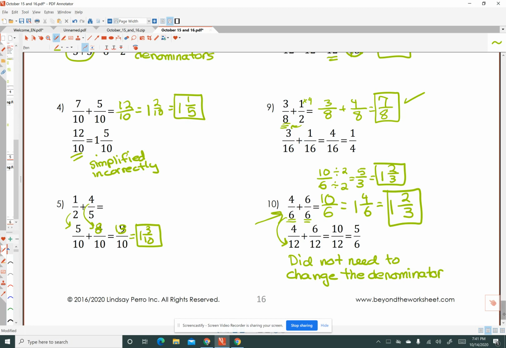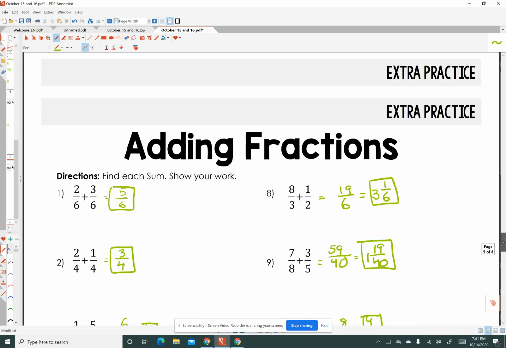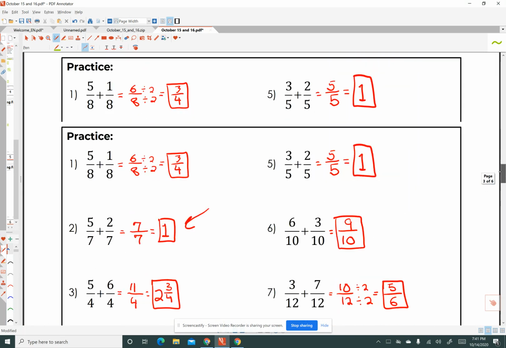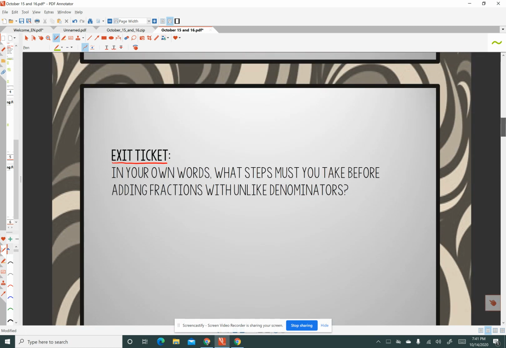So going back to our exit ticket, what steps must you take before adding fractions with unlike denominators? You must convert the fractions to have like denominators by finding the least common multiple. So I hope you practice, and I know if you do, you'll be great.